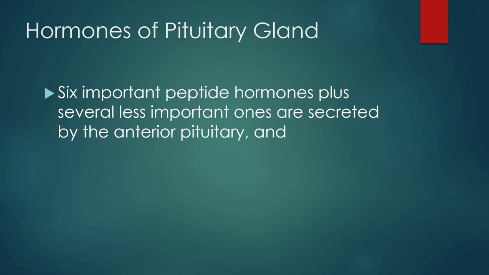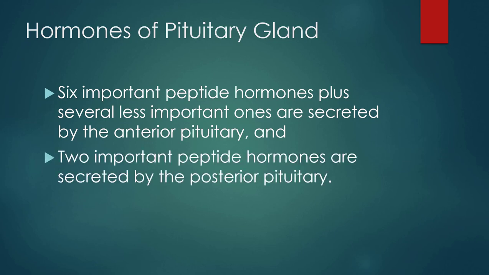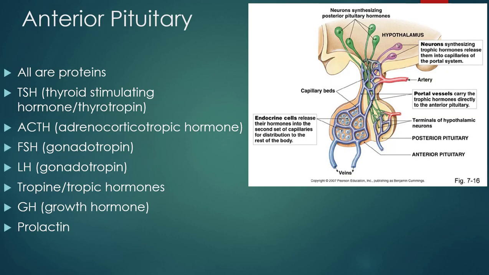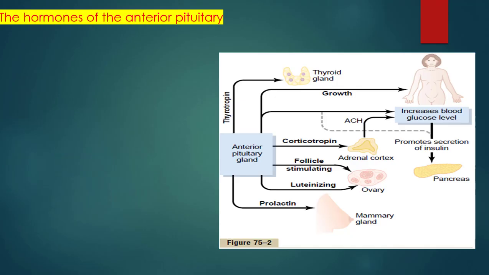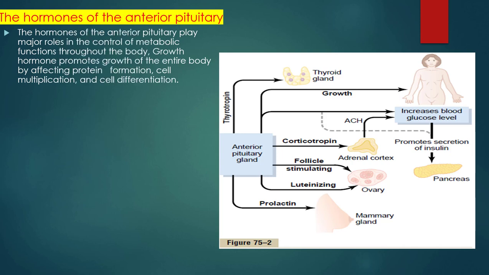Hormones of the pituitary gland. 6 important peptide hormones plus several less important ones are secreted by the anterior pituitary, and 2 important peptide hormones are secreted by the posterior pituitary. So 6 hormones are produced by the anterior and 2 are produced by the posterior pituitary. The anterior pituitary hormones are thyroid stimulating hormone, ACTH, FSH, LH, growth hormone, and prolactin.